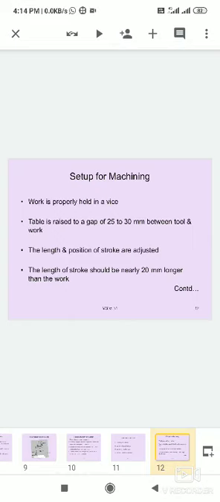First one, the setup for machining. Work is properly held in a vise.